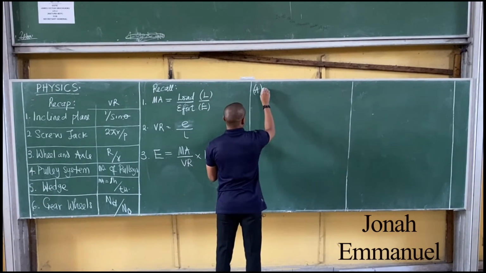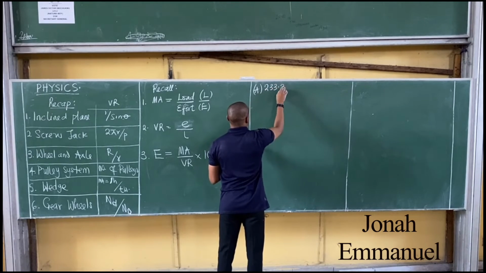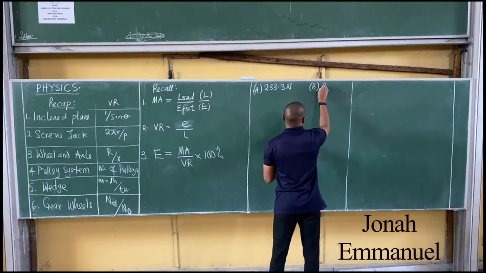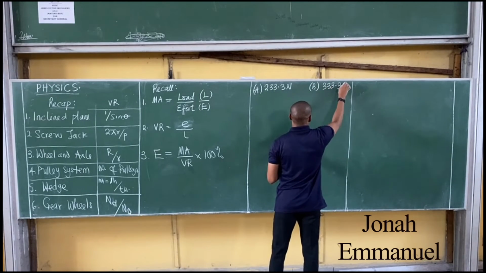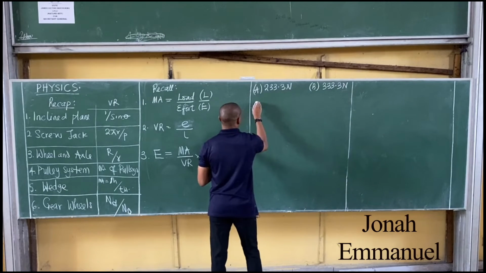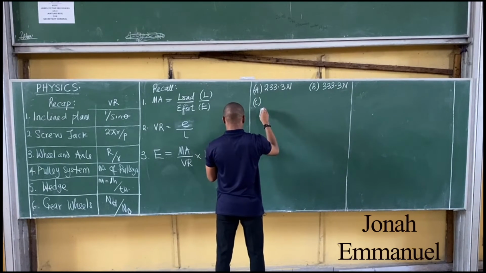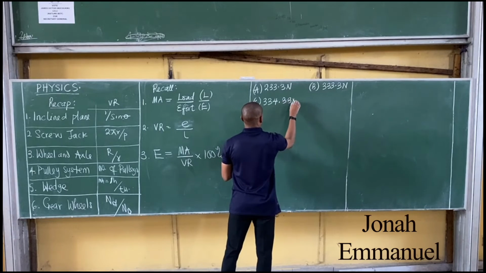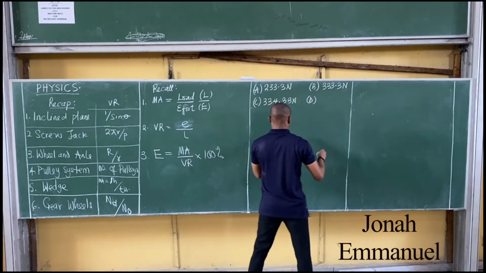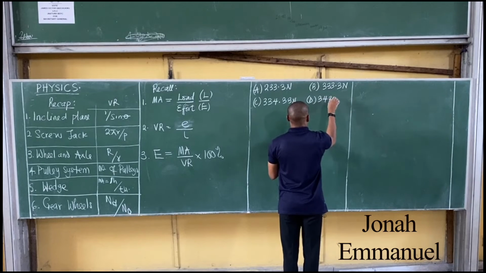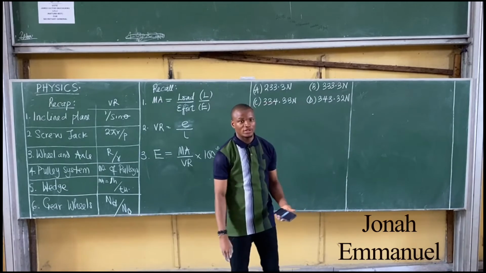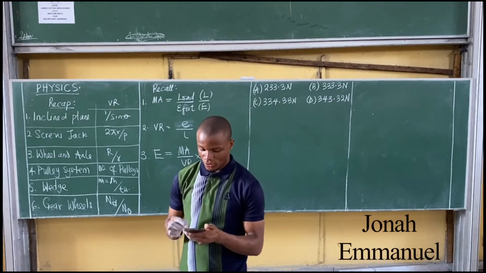You have A as 233.3 Newton, B as 333.3 Newton, C as 334.33 Newton, and D as 343.32 Newton. Alright, so you try it on, let's see what you get.